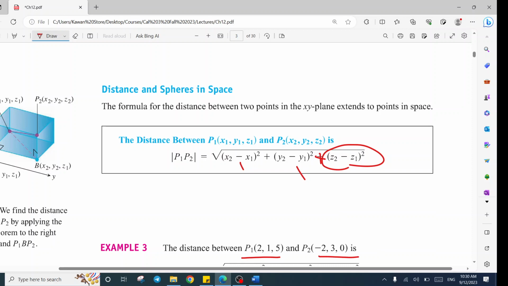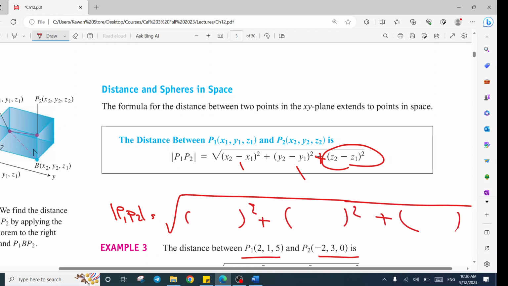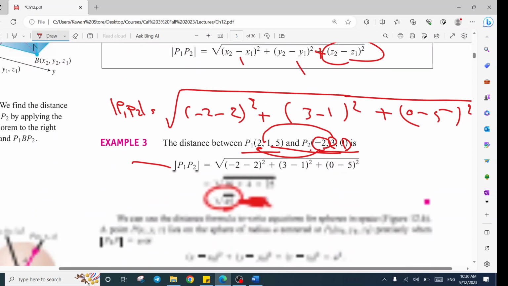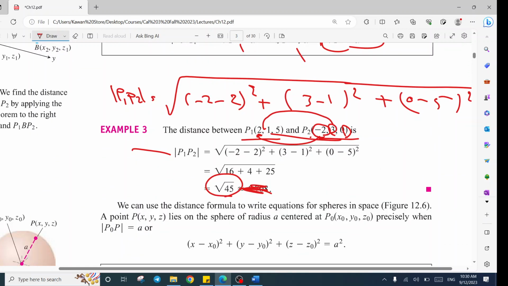I'm going to write, the distance between P1 and P2 is equal to the square root of something squared, something else squared, because I'm in 3 dimensions, something else squared. I say that one minus that one. So I say 2 minus 2, and that one minus here. So I say 3 minus 1 and 0 minus 5. Understood? Then you'll get the result. Clear? Good.